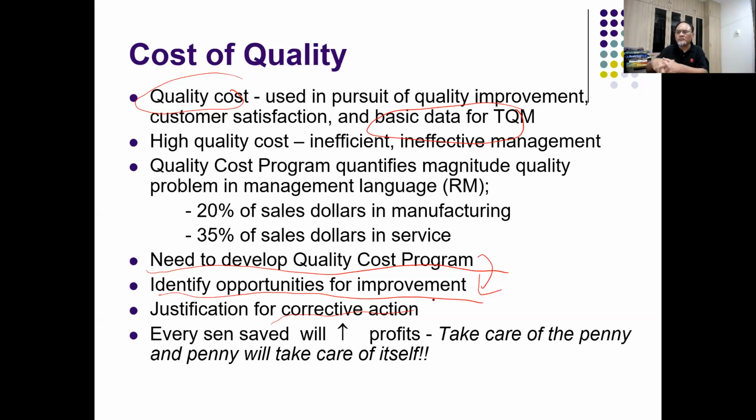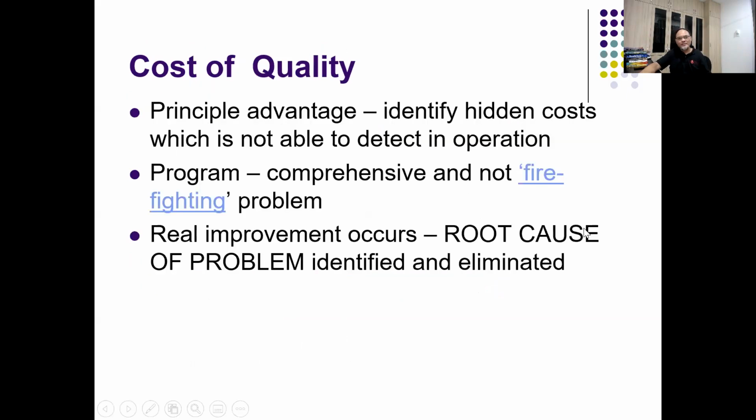customer complaints on a certain component being easily broken, or the classic case of the Proton power window. The classic story is, if you go to the toll in Malaysia, on the highway, every time the door opens, not the window, it must be a Proton. That was the joke at that time, probably 10 years ago. Anyway, it justified corrective action. Every cent saved will increase profits. Take care of the penny, and the penny will take care of itself. That's not stingy; this is actually trying to reduce waste.